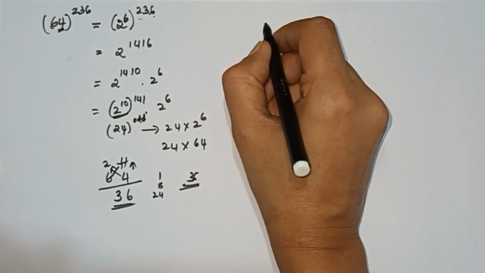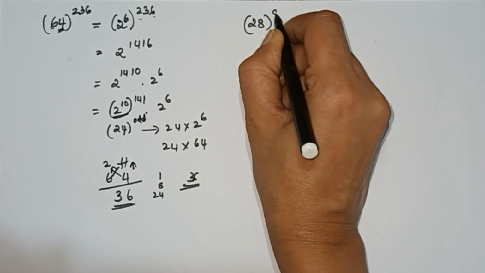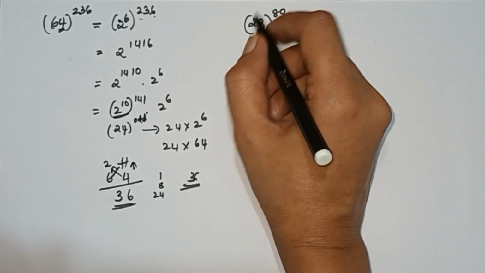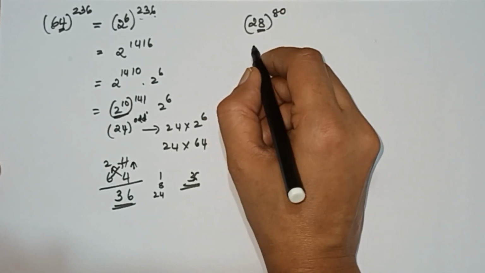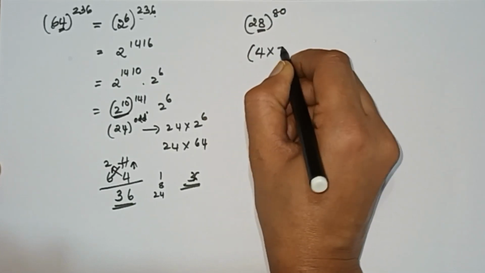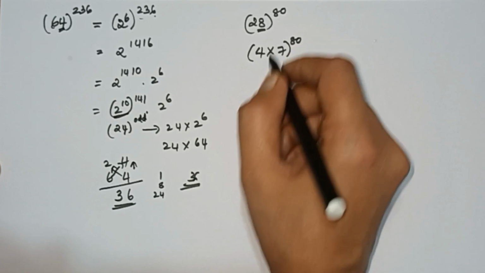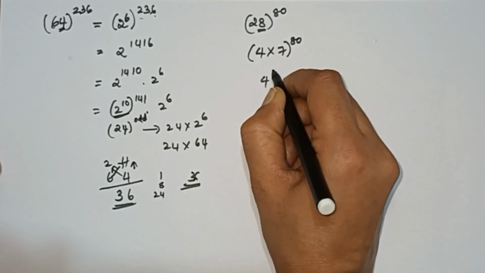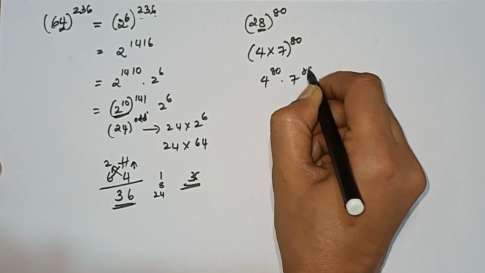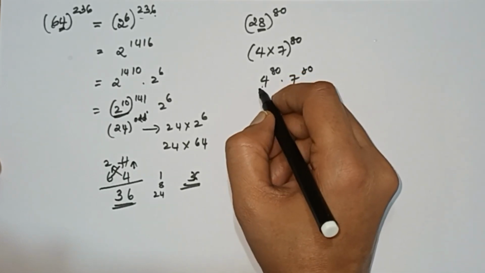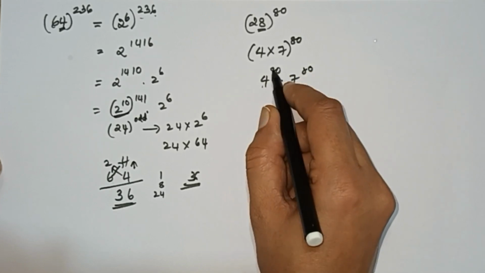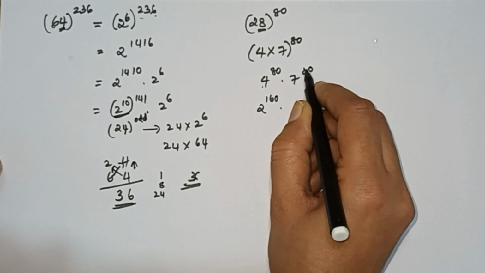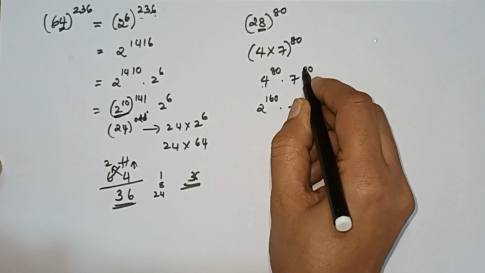Now one more example, 28 to the power 80. Here the last digit is 8. So it is not in terms of powers of 2. So I will write it as a multiple of 2 now. So 4 sevens are 28. Okay. So multiple of 2 or multiple of 4, anything is fine. So it is 4 to the power 80 into 7 to the power 80. So 4 can be written again as 2 to the power 2. So (2 square) to the power 80 gives you 2 to the power 160 into 7 to the power 80.